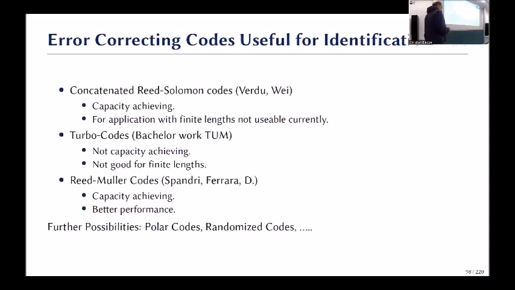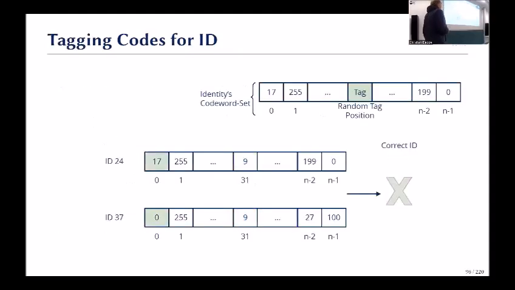Okay, here you see it. Perhaps you have here the ID 24, and here you have the ID 37. For example, if the sender chooses the 0 position, then you would say, no, it's a different value. Okay, it's not my ID, everything is fine, no error.